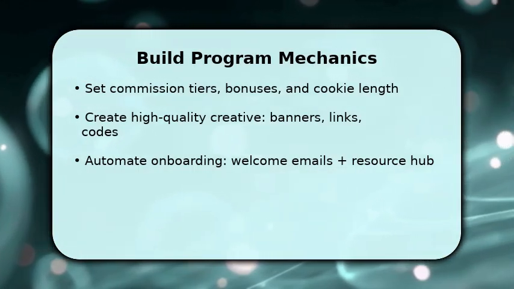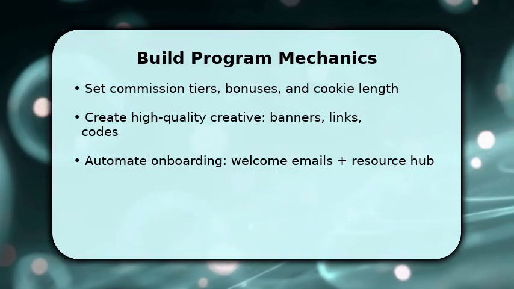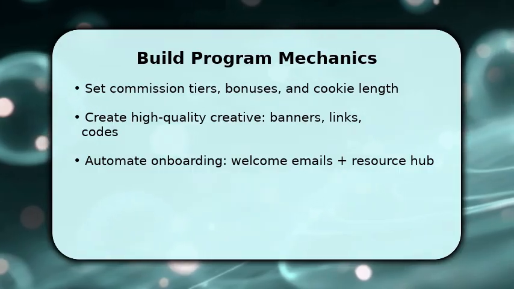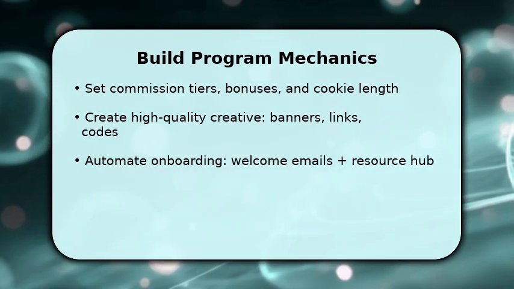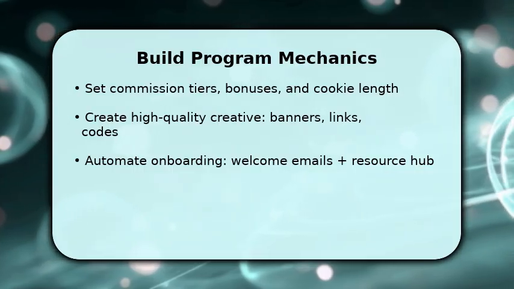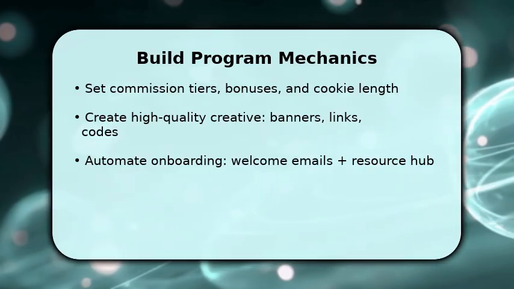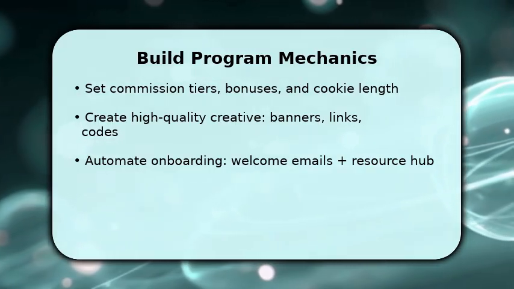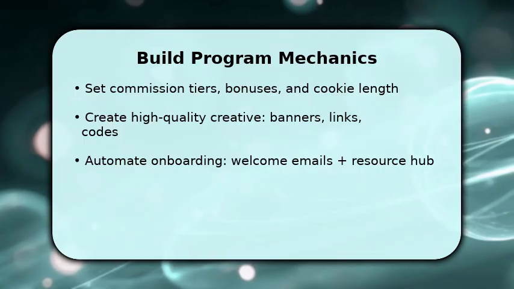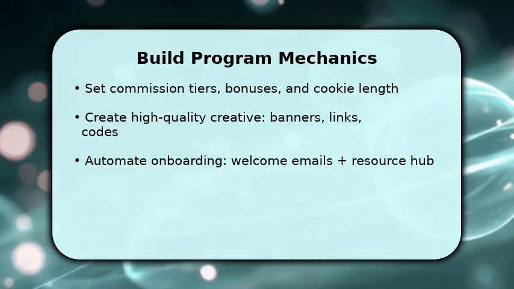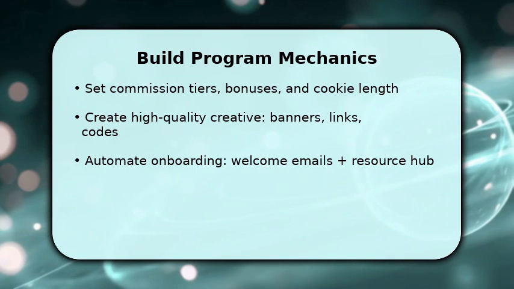Then produce assets, banners, product links, and unique discount codes so affiliates can convert without friction. Make an onboarding sequence, a welcome email, a resource hub with guidelines, plus ready-to-use creatives. Also configure payout thresholds and tax forms now to avoid delays. Finally, test tracking with 2-3 trial affiliates to confirm conversions are recorded properly before wide recruitment.